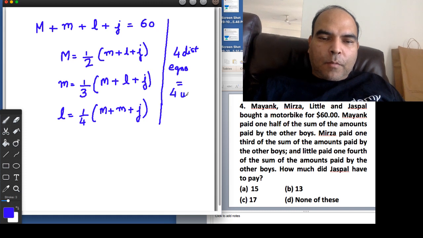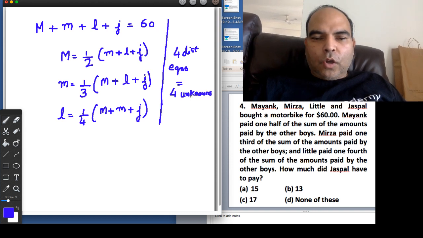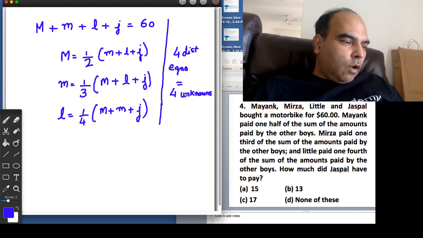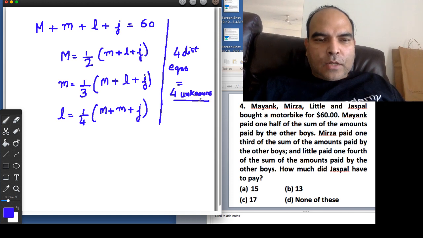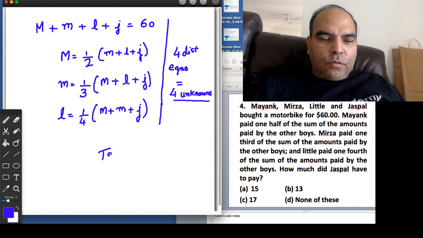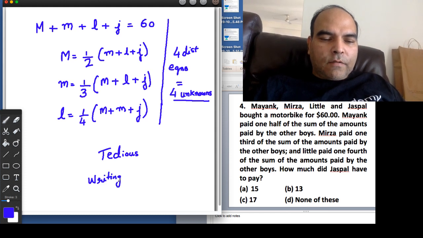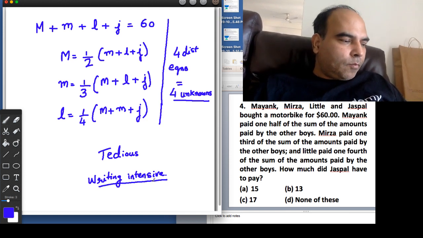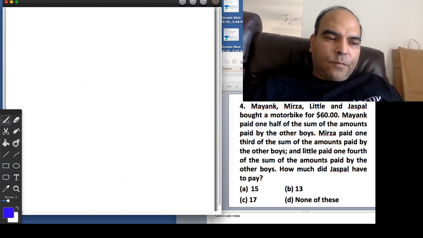And when the number of equations and number of unknowns are the same, it's a solvable situation. So you can solve this through simultaneous solving of equations. But as you can see, this is going to get quite tedious and very writing intensive, if you're going to do so much writing in this. So there's an alternate way to do this, and that is the direct reaction to the second, third, fourth statements.